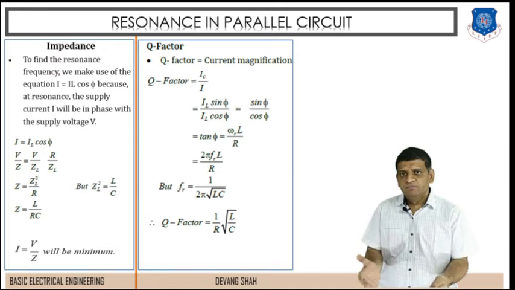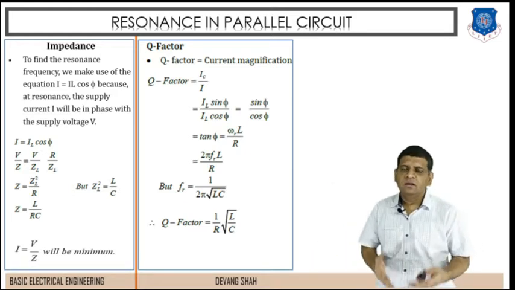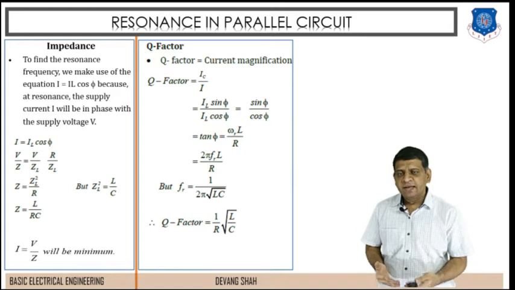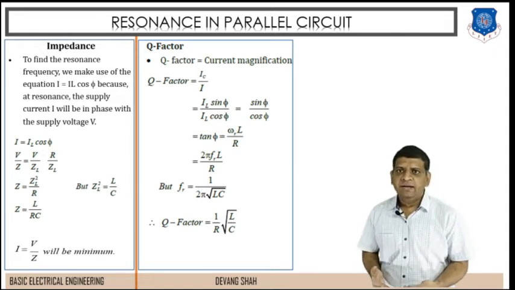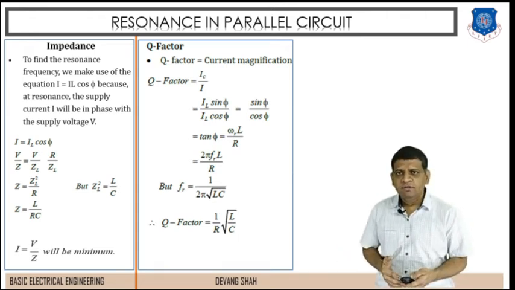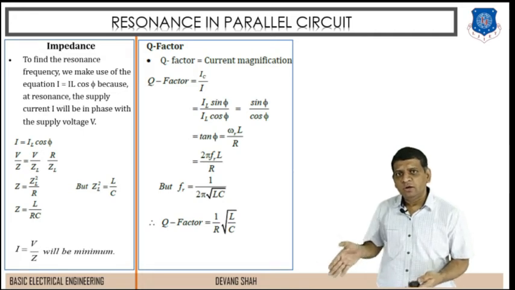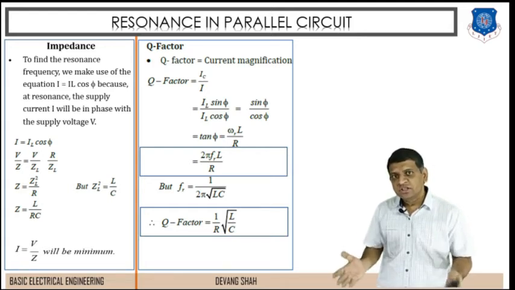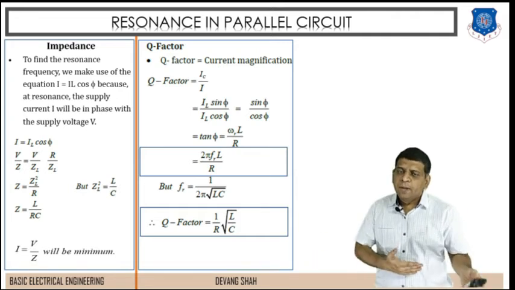Now again, if you find the quality factor of this circuit, the quality factor is nothing but the current magnification. For a series RLC circuit, that was a voltage magnification. Now in a parallel RLC circuit, it is a current magnification, where you take IC divided by I, and if you put the values of IC and I, like IL sin phi divided by IL cos phi, you find tan phi, and tan phi is nothing but omega R into L divided by R, from the trigonometry of this triangle. If you put omega R equal to 2 pi Fr, and Fr equal to 1 by 2 pi under root LC, you will find the Q factor as 1 by R into under root L by C. The equation is the same for series and parallel RLC circuits, but for a series it is a voltage magnification, and for a parallel it is a current magnification.